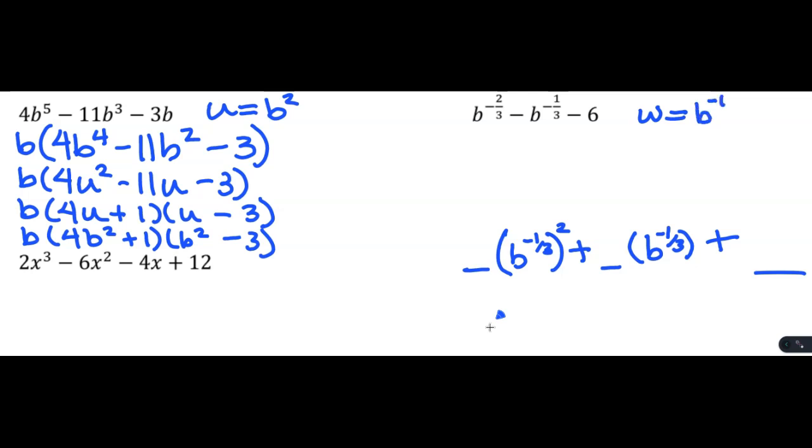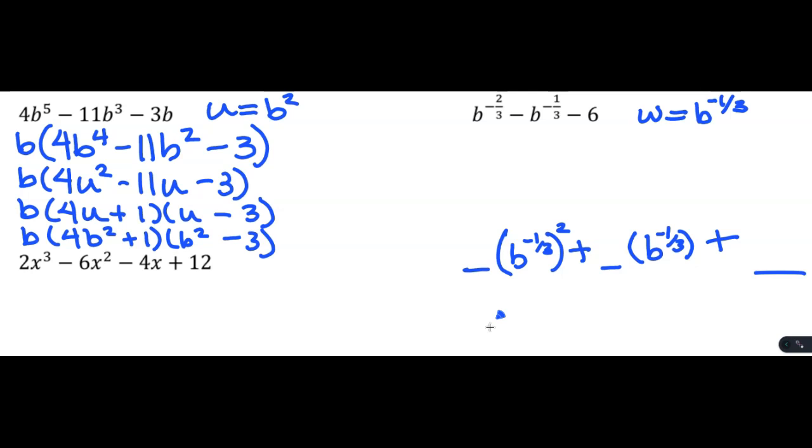And again, any letter except for B is fine. Maybe not any. E is probably not a great idea because it represents a number. I is probably not a great idea because it is our imaginary number, which you probably haven't had to worry about if you've taken all your pre-calc here. Okay, but we're going to substitute and we're going to replace all the b to the negative 1/3 with w.